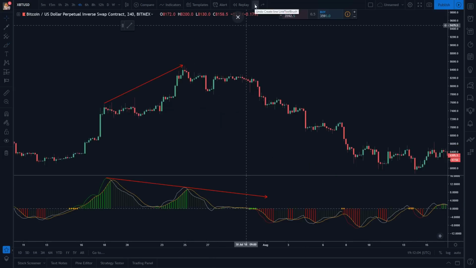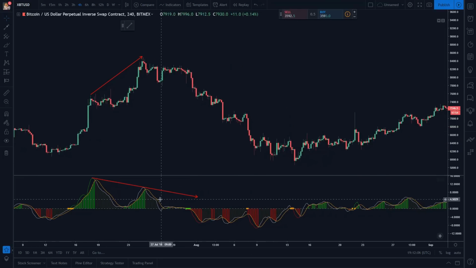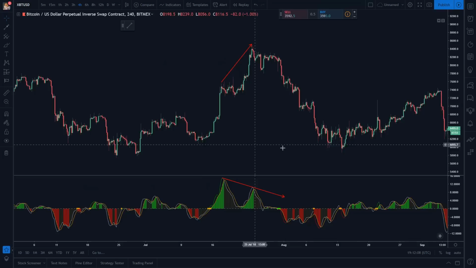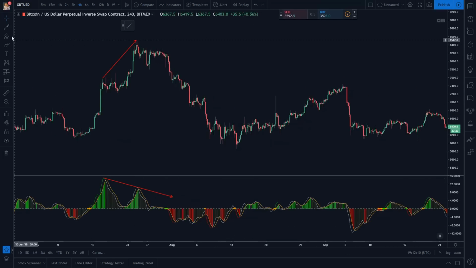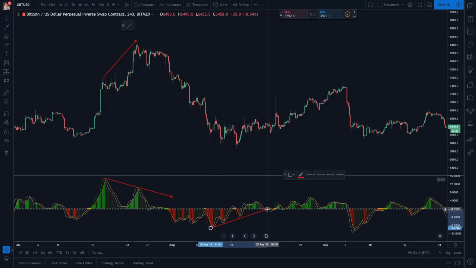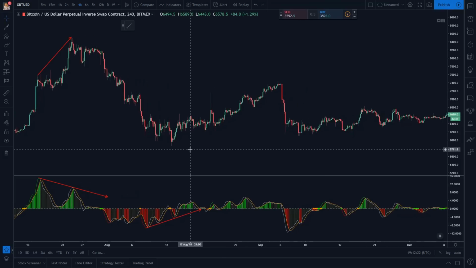Oops, let me do that. Yeah, here we go. And you can trade these, this is a bearish divergence, but I can show you an example of a bullish divergence. So we made a lower low, lower low, lower low, but the indicator made a higher low, higher low. So this tells us the momentum was slowing even though we're making new lows.